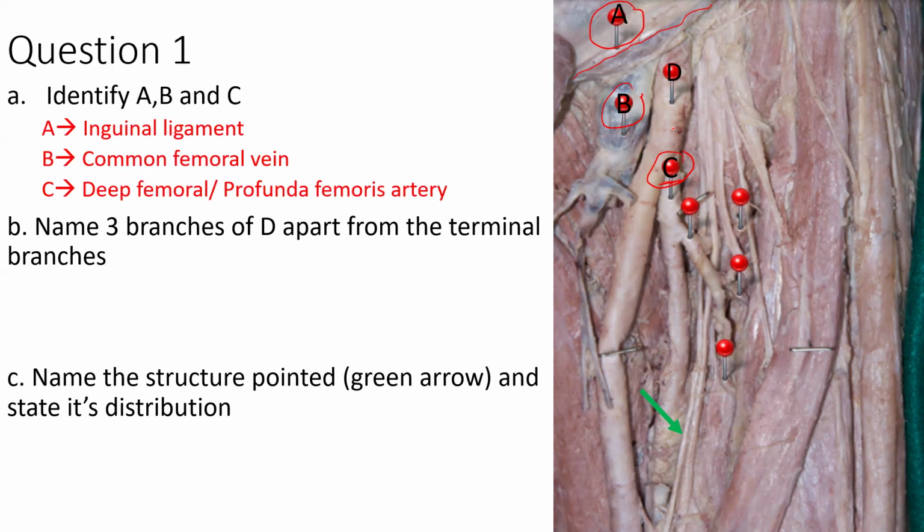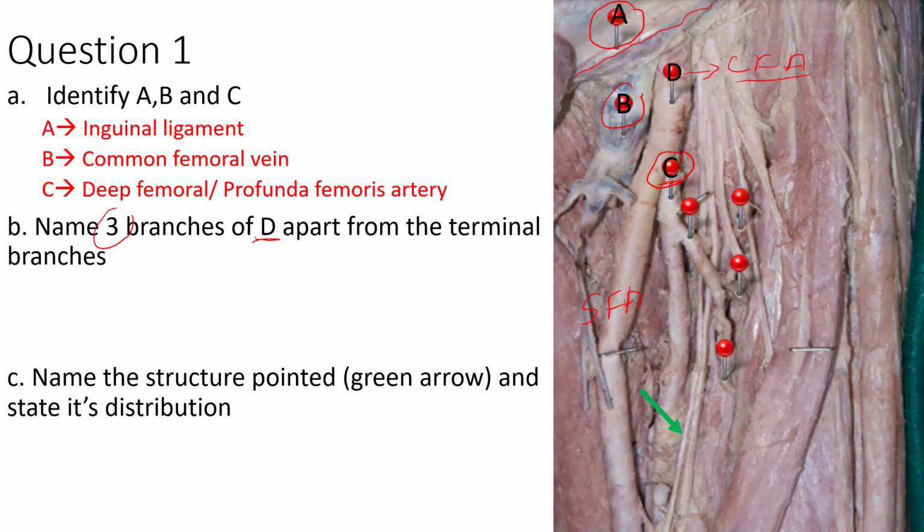Then we have been asked, name 3 branches of D apart from the terminal branches. So structure D, first you need to identify it, and the correct identification of D is the common femoral artery. I know some texts will tell you femoral artery, okay, but I like to call it common femoral artery because from the common femoral artery, the terminal branches in this case will be this superficial femoral artery, which will proceed to the Hunter's canal, and the deep femoral artery, which we have just named.